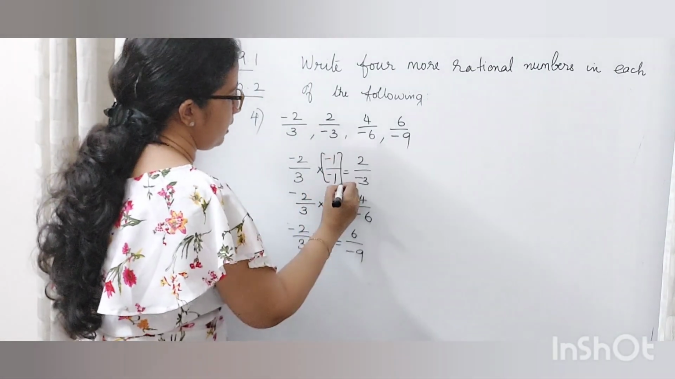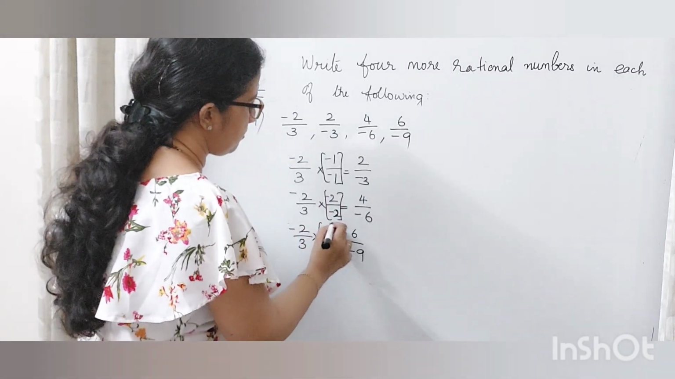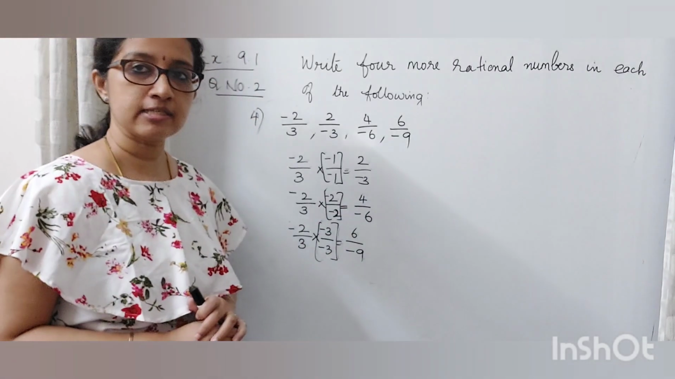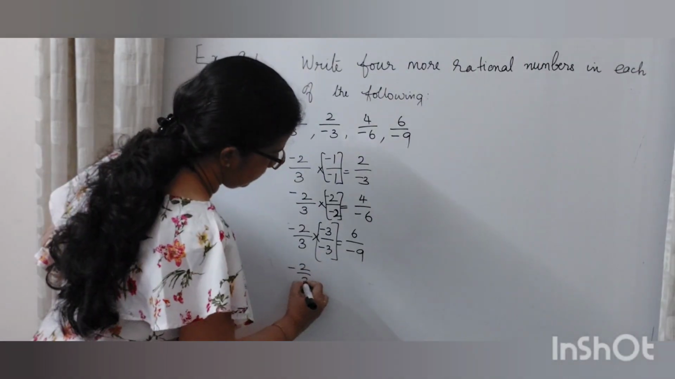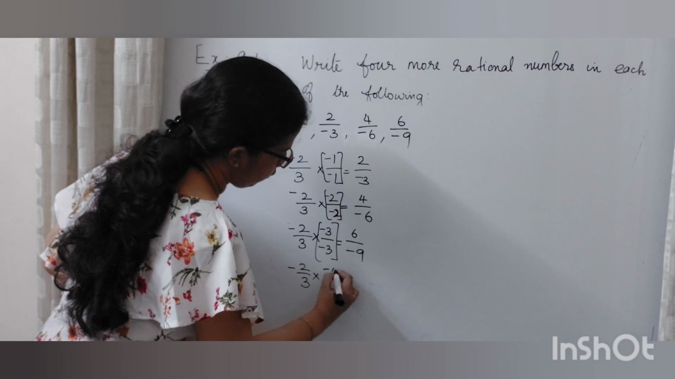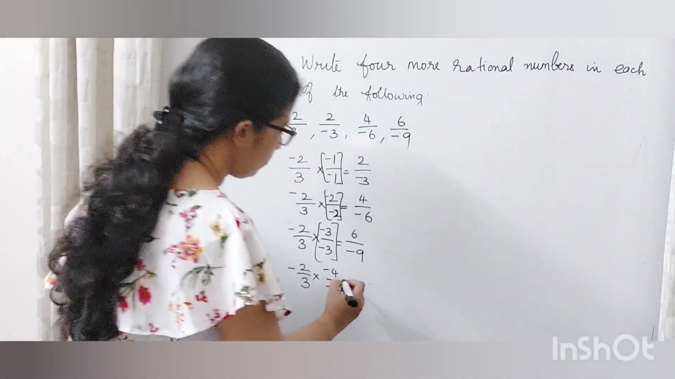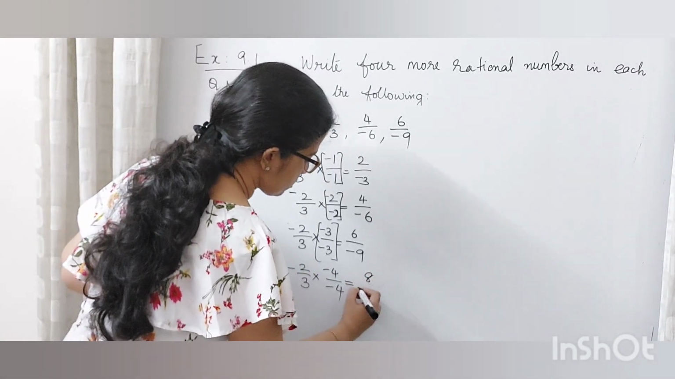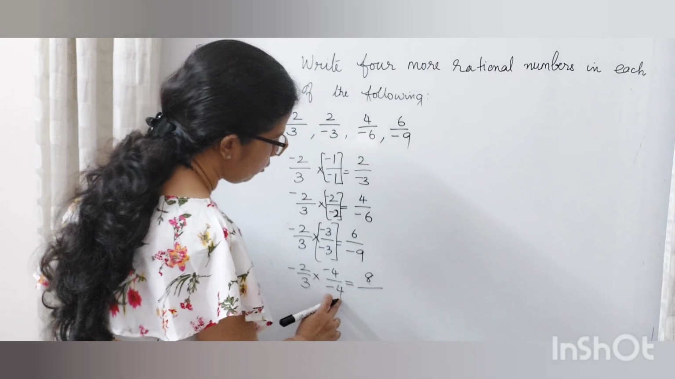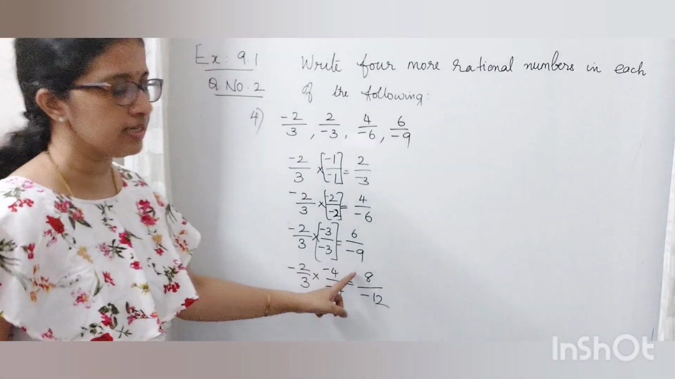Minus 1 by minus 1, minus 2 by minus 2, minus 3 by minus 3. So what should be our next number? We have to multiply minus 2 by 3 into minus 4 by minus 4 to get our next number, correct? So minus 2 into minus 4 is what? Plus 8. Divided by 3 into minus 4 is what? Minus 12.